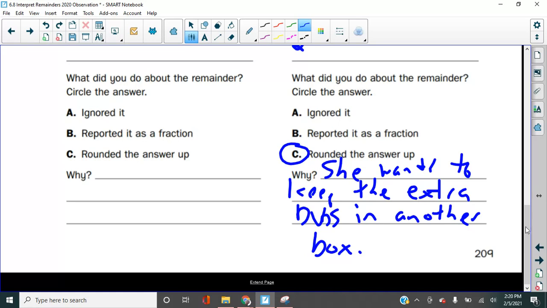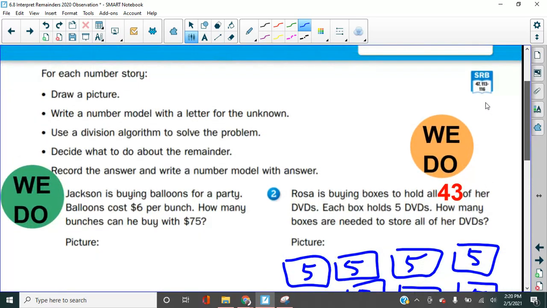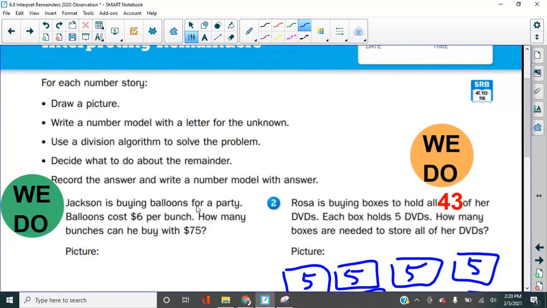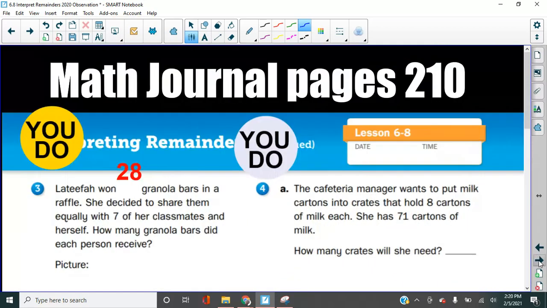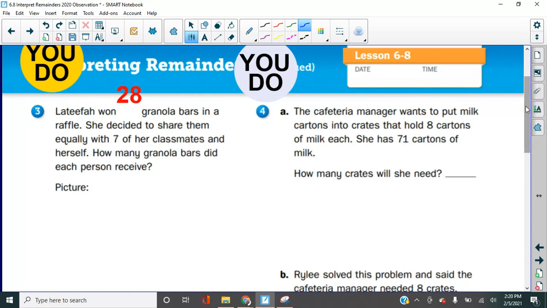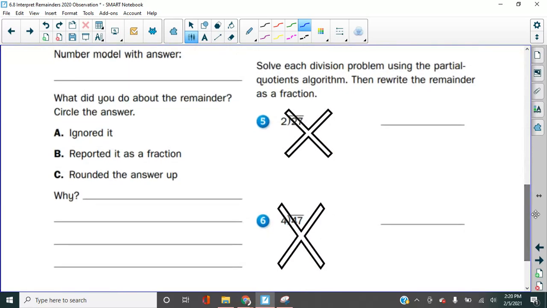All right, got it? So this is your goal today. You are doing number 1 over here, with Jackson buying balloons. You are also doing number 3. Change number 3, make it 28 granola bars. Otherwise, you're going to be drawing 88 granola bars forever. Number 3 and number 4. Okay? You do not have to do number 5 and number 6. You can if you want to, but you have to do number 1, number 3, and number 4. And you have to do number 2 if you didn't do it while we were doing the video here.